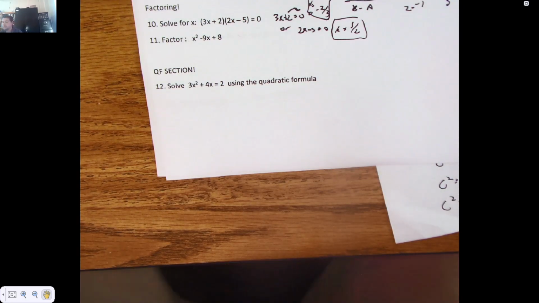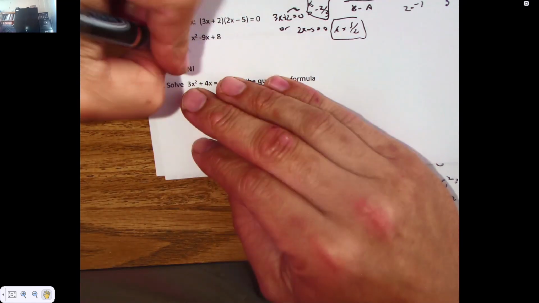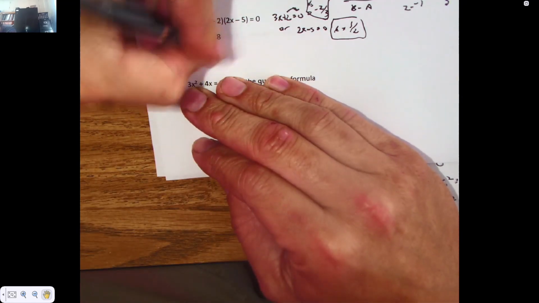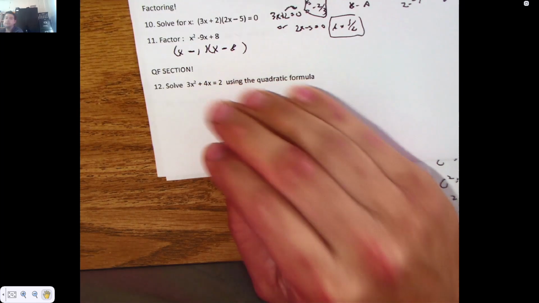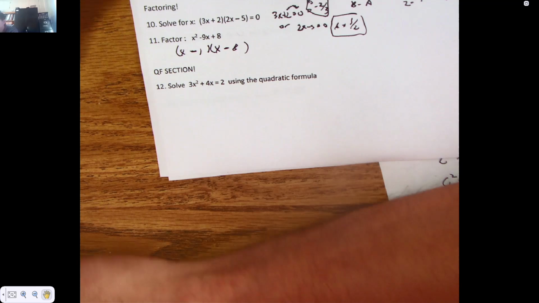Factor. It doesn't say solve, it just says factor. Factors of 8 are 8 and 1. To add to a negative 9, they're both negative. Done. And the quadratic formula section.